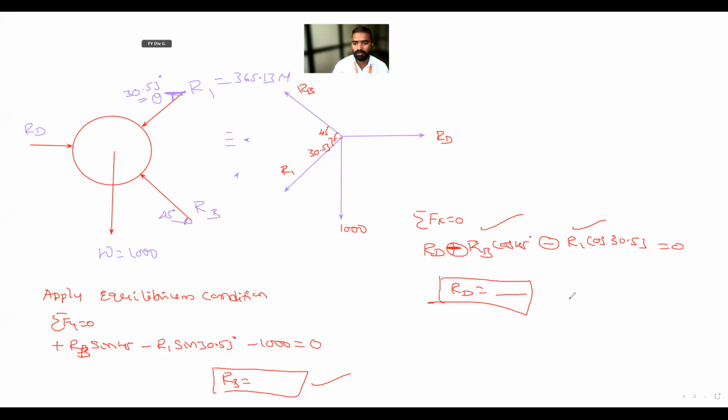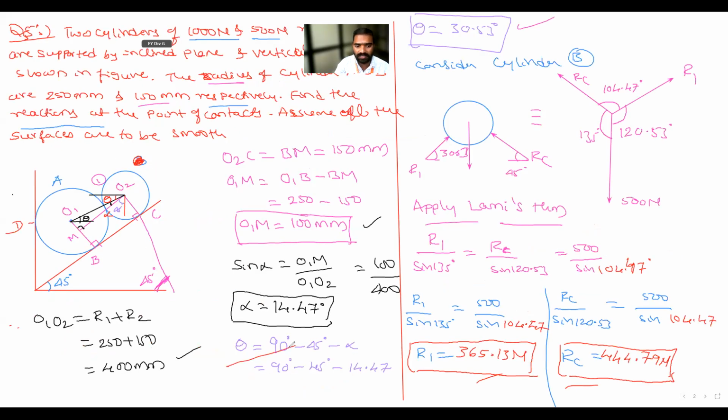So I will discuss these answers in the next class. Is this problem clear? It is similar to your previous problem. Just the change is this theta value. If you calculate theta, the rest is the same. Only finding the theta value is difficult. This concept you have to understand. Is it clear to everyone? Yes, sir.